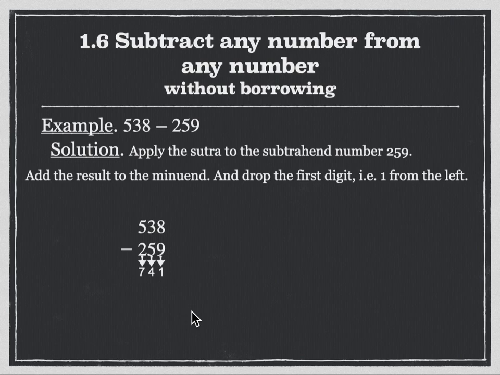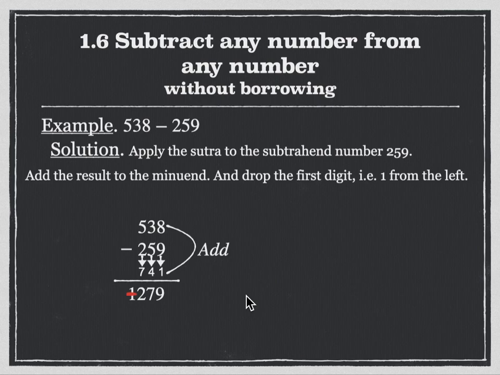Now, this is the ingenious step. We're going to add the minuend to the result of applying the sutra. I just want to make it clear that addition is simpler and much easier than subtraction. So we have 5 plus 7 is 12, 3 plus 4 is 7, 8 plus 1 is 9. So we have 1,279, and then we drop the 1, and the result is 279. That's the answer. So 538 minus 259 is equal to 279.